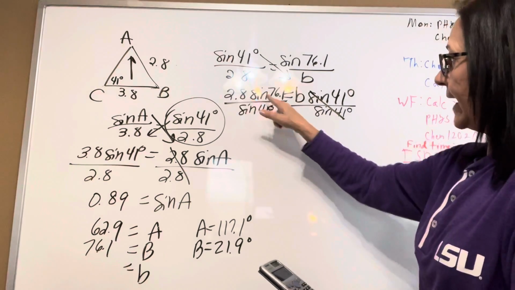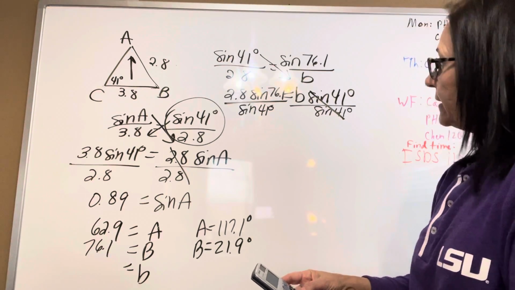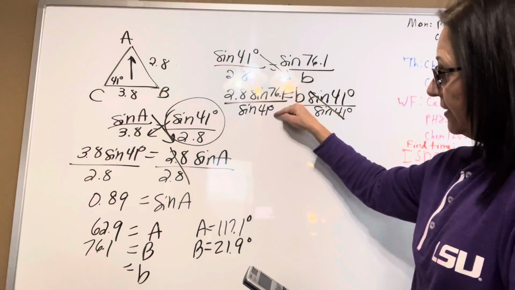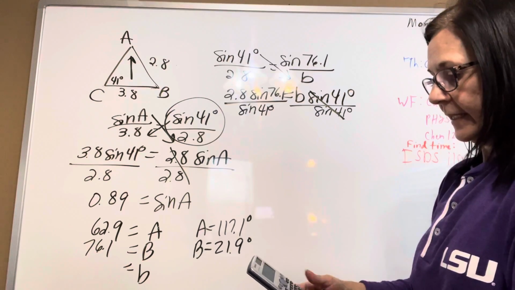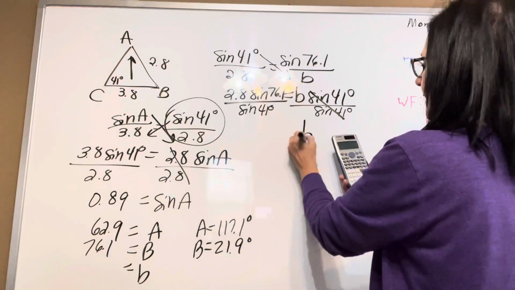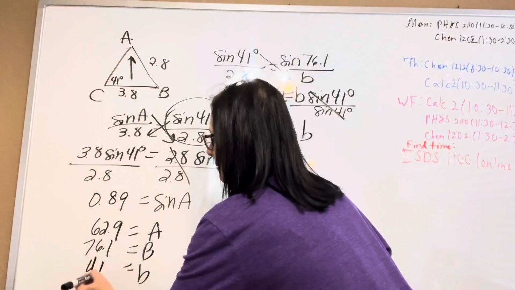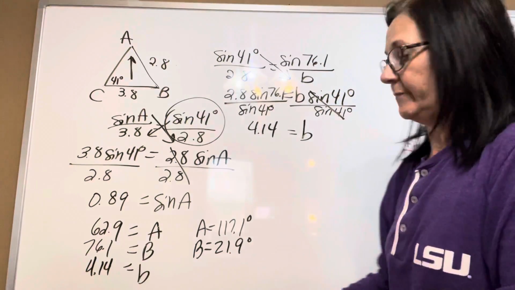I'm going to do 2.8 times the sine of 76.1. I'm going to hit equals. Then I'm going to divide that by the sine of 41 and hit equals. So B is 4.14. When the angle is 76, that's the length of B.